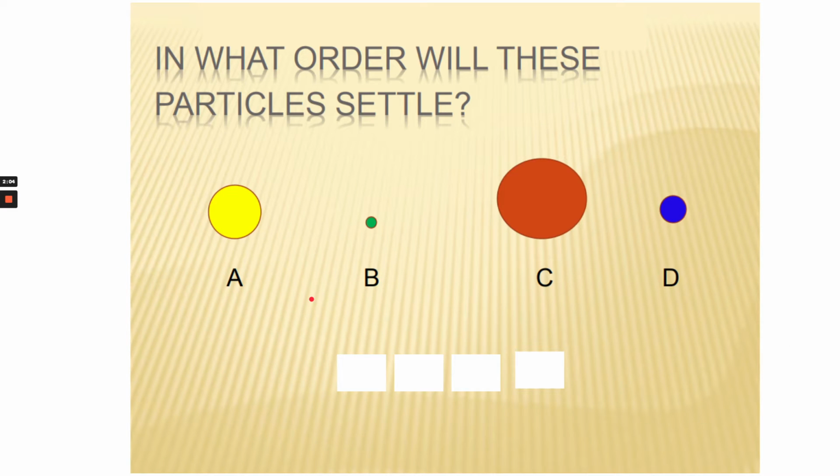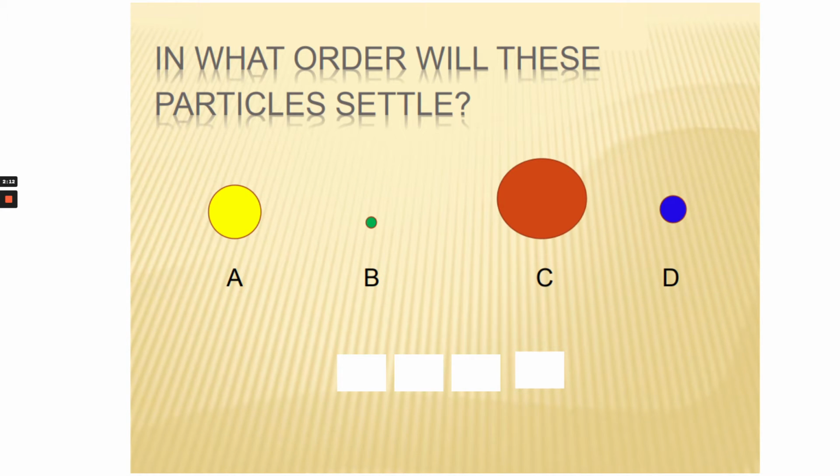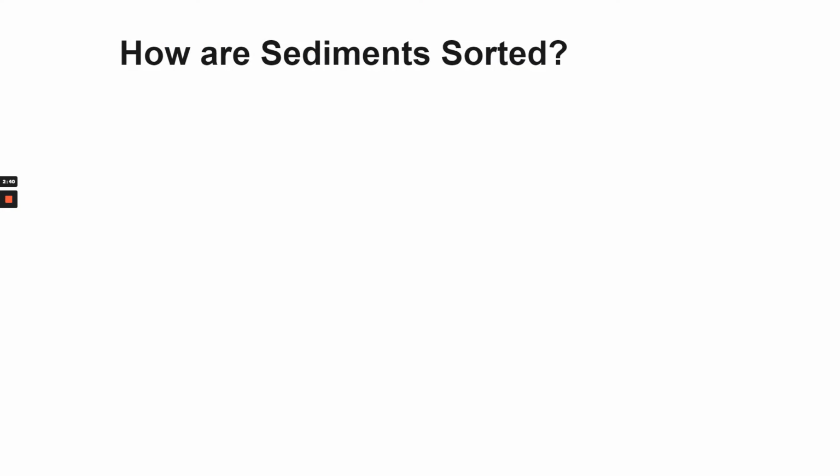So if we look at this set of images here, we only really have one thing we're looking at, size. But if we want to figure out what the order is, we'll start with C, because that's the largest, then A, then D, and then B. Because they're all the same shape, they're really just being described by their sizes. So the largest particle C is going to settle faster than the smaller particle B, if we're thinking about settling in water.